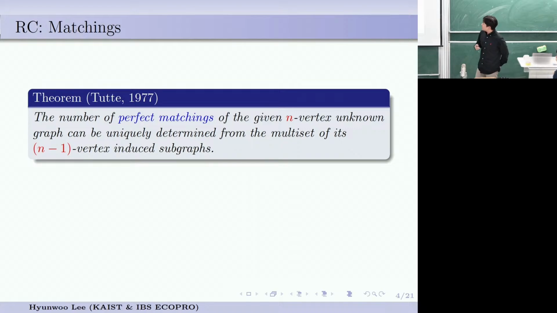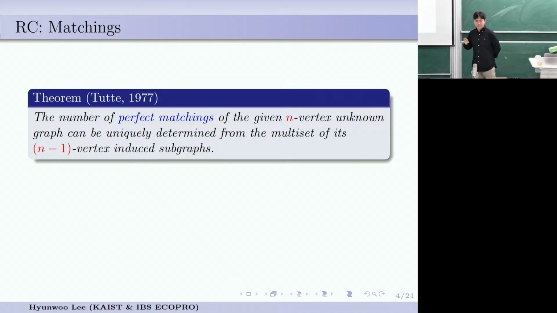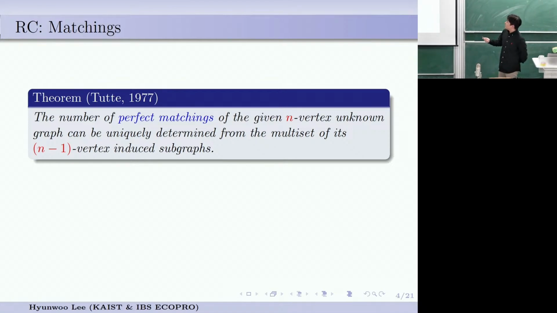In this direction, in 1977, Tutte proved this very nice theorem, which says that the number of perfect matchings is reconstructible. It means that we can exactly count the number of perfect matchings of the unknown n-vertex graph from its (n-1)-vertex induced subgraphs.